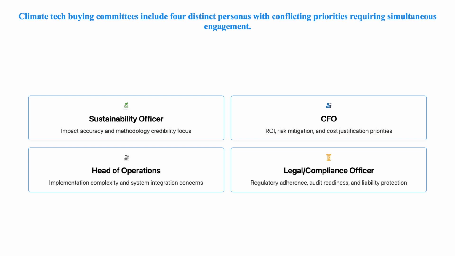Fourth, the legal or compliance officer, your gatekeeper. They scrutinize regulatory adherence, audit readiness, and liability protection. Each persona has different pain points, speaks different languages, and evaluates success differently. Your marketing must simultaneously educate, convince, and reassure 4 distinct audiences, a challenge that traditional single persona B2B campaigns simply cannot address.